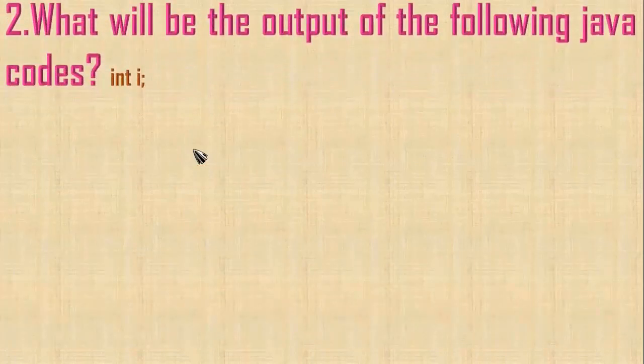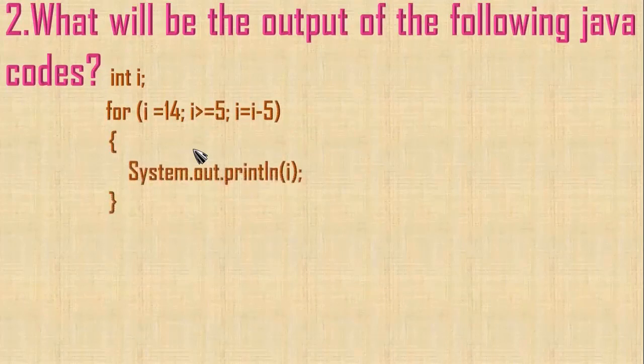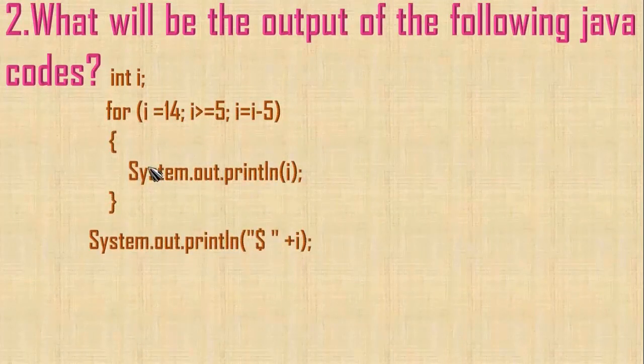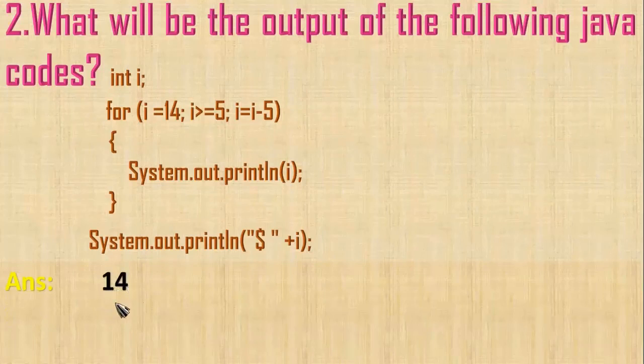Next question, what will be the output of the following Java code? So again a for loop is given. Inside the body there is one statement, and outside the body there is another statement. So here i is initialized as 14, i is greater than 5 is the condition, i is equal to i minus 5. So 14 is greater than 5, so it will print i. So it is println, so after printing it will go to a new line. So 14 and then it comes to a new line, then i is decreased by 5 here, it becomes 9.